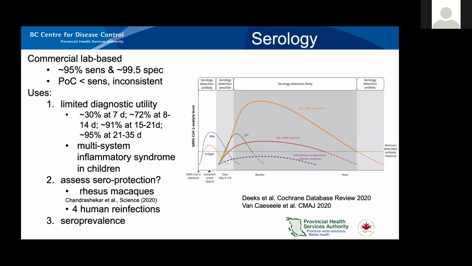It's been used to assess seroprotection in rhesus macaques. There's some evidence that you're protected, but as of yesterday, there were at least 4 human reinfections in people who were shown to be seropositive. And the most important thing, and this was alluded to by Graham this morning, is its use to understand seroprevalence. Next slide.